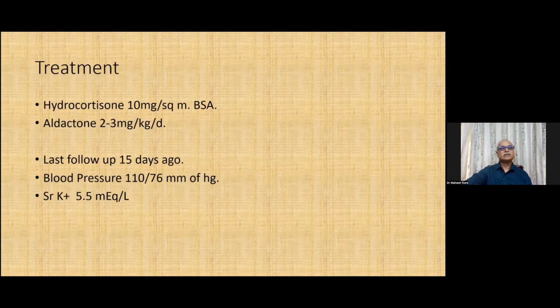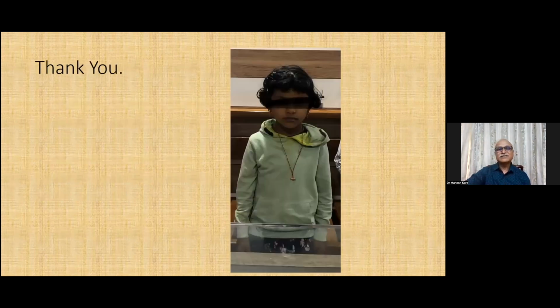And she is on hydrocortisone 10 milligram per meter square, and fludrocortisone 2 to 3 milligram per meter square per day. At last follow-up 15 days ago, her blood pressure is absolutely normal, 110/76. Initially we started with potassium supplement, but after this report, serum potassium has normalized, and is on the higher side now, 5.5. We have stopped potassium. Now she is solely on fludrocortisone and hydrocortisone. So with a routine OPD blood pressure checkup, we have picked up this case without any complication. Thank you, sir. This is a child.